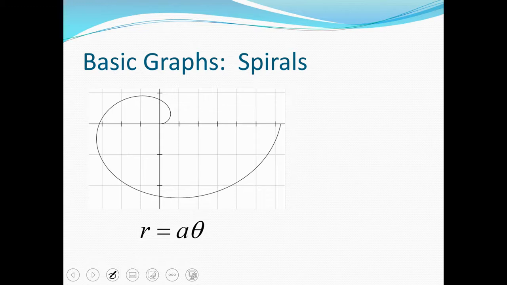And then the last one is called a spiral. It's just R equals A theta, and it would just go out. It would just get bigger and bigger and bigger, because once you multiply your angle by A, it just gets bigger and bigger and bigger. So that is the last.